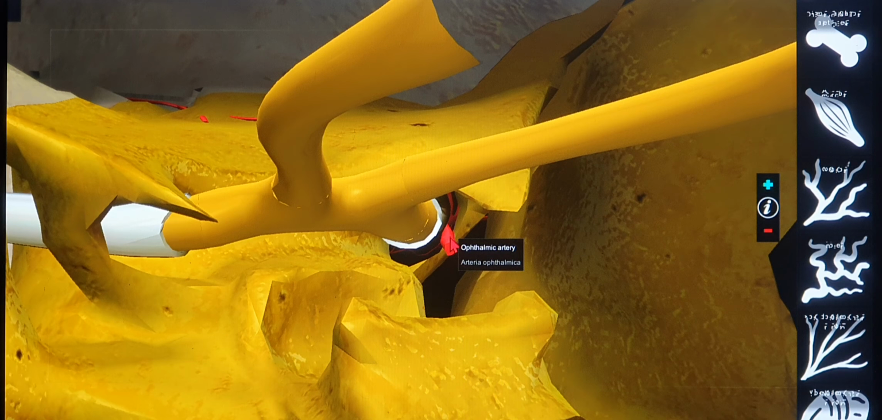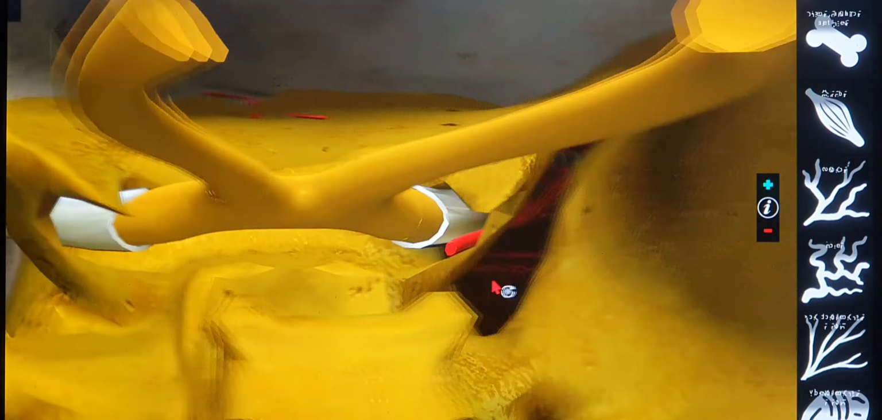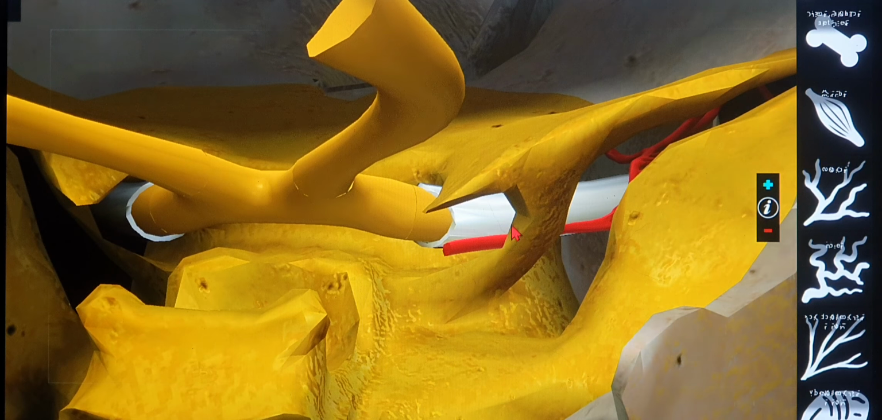So hence the ophthalmic artery is inferior, and this is lateral. This is medial, this is lateral. If I turn this like this, you can see this was the entire area of the optic canal. Now you can see the optic canal has ended, and for a few millimeters it keeps going straight, anterior to the orbital apex, or you can say the optic canal.